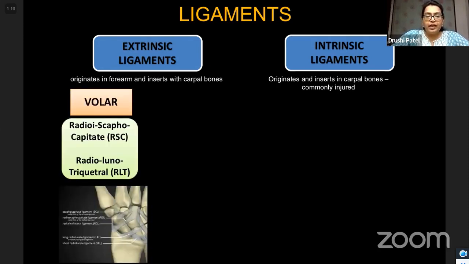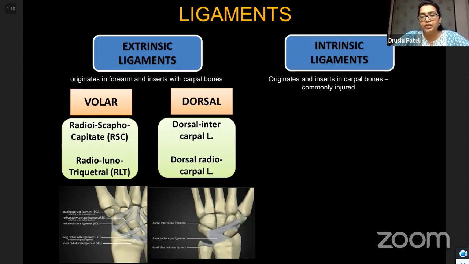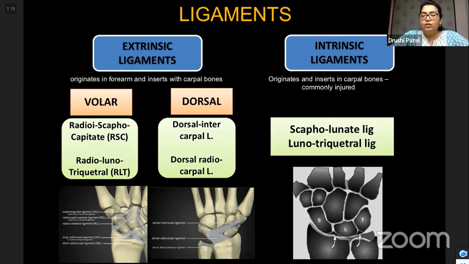Right now, I'm not going to talk about the extrinsic ligaments because there are a set of complex extrinsic ligaments both on the volar as well as the dorsal aspect. Right now, we will talk about the intrinsic ones, scapholunate ligament and the lunotriquetral ligament, which are the most important ones and associated with various pathologies.